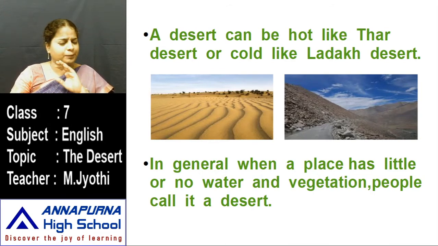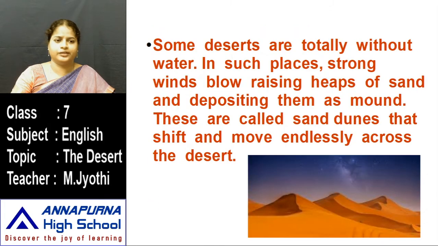In general, when a place has little or no water and little or no vegetation, people call it a desert. So what is a desert? When a place has little or no water and vegetation, we call it a desert. We have hot deserts like Thar, and cold deserts like Ladakh. Remember this, children, very very important.